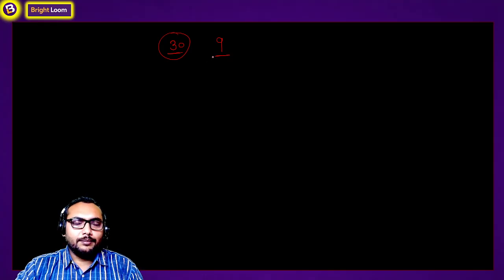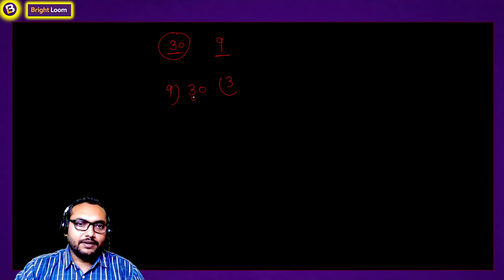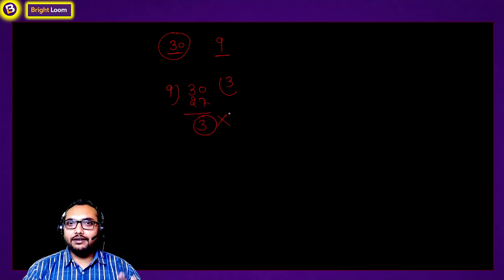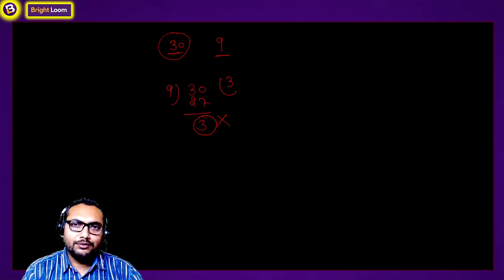Obviously, 30 and 9 are smaller numbers, so you can find it out just by using the long division method. You can say, sir, I can just divide 30 by 9. 9 times 3 is 27, right? And then we are left with 3. It means we cannot divide 30 by 9 completely, right? So how do I get to know without actually dividing the number?